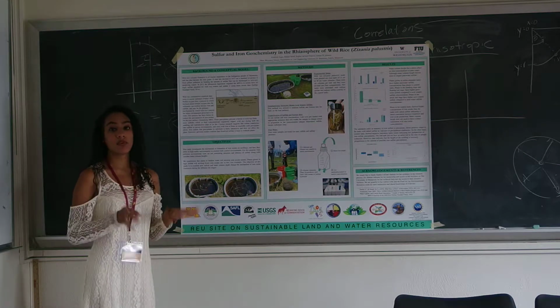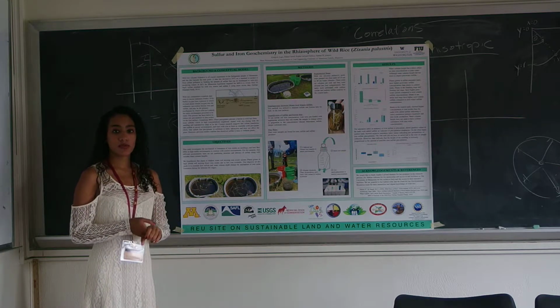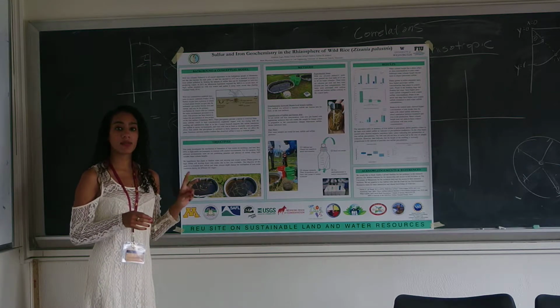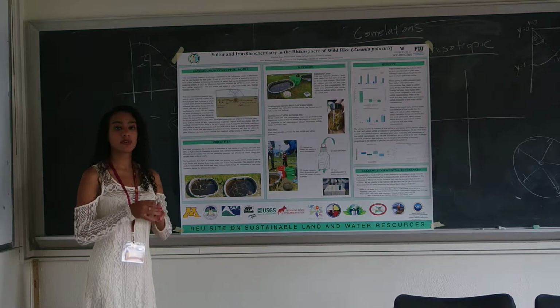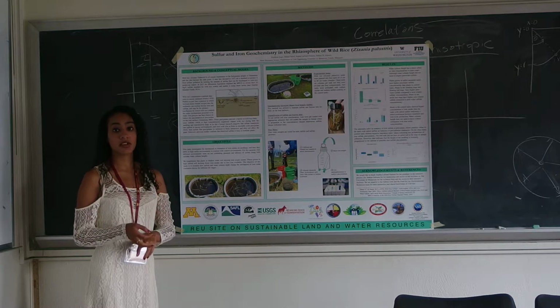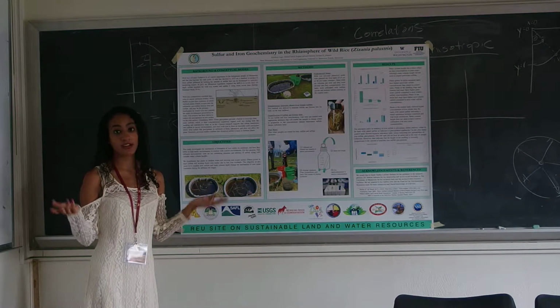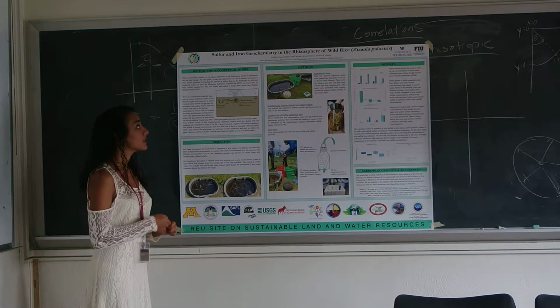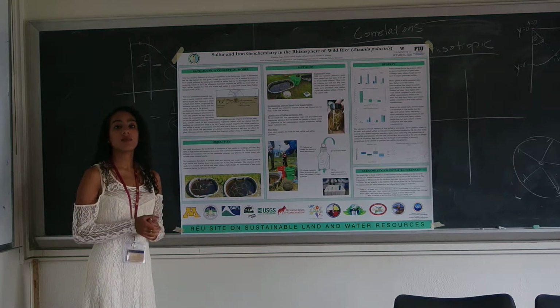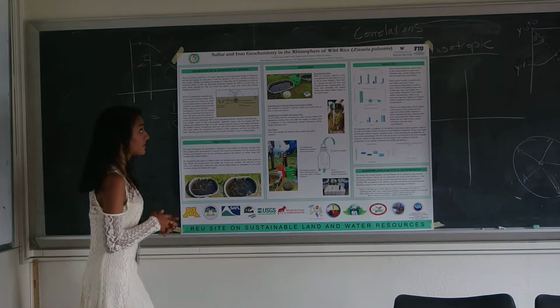Basically, we set up 4 tanks with 2 different water column heights. 2 of them were 15 centimeters column height, 2 of them were 40 centimeter column height. 2 tanks had sulfur addition, 2 tanks had nothing added, control tanks. So we could see the difference in growth of wild rice in these different environments.